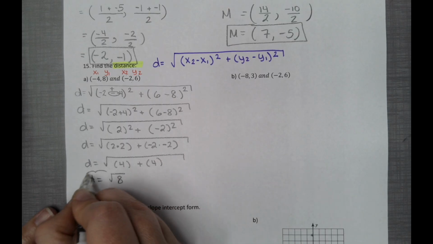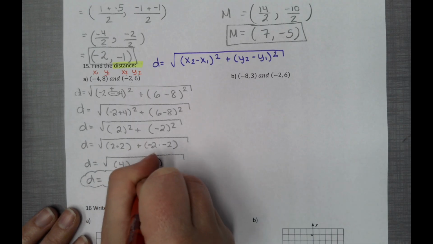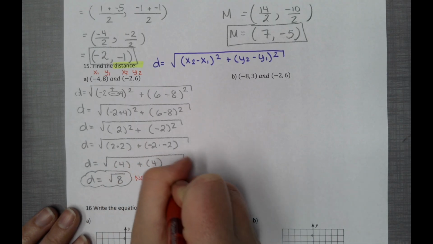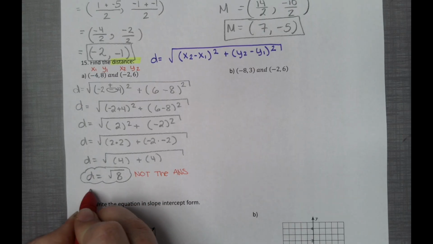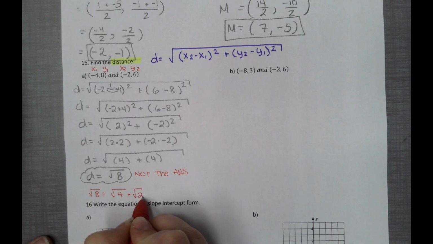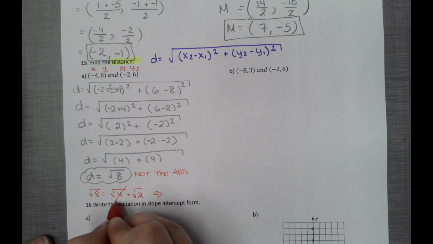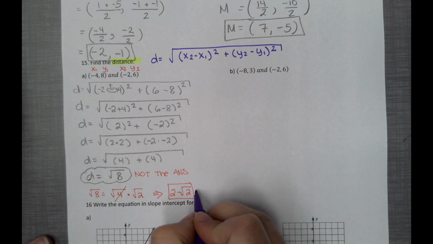Now this right here is not your answer. You must simplify by saying, okay, square root of 8 is equal to the square root of 4 times the square root of 2, and the square root of 4 can be simplified to 2, so therefore our answer is 2 root 2. This is the answer.